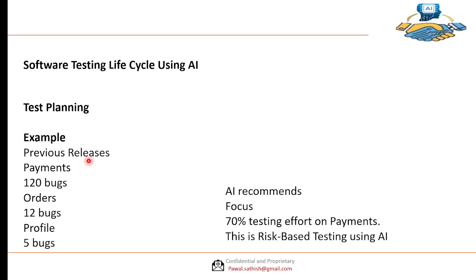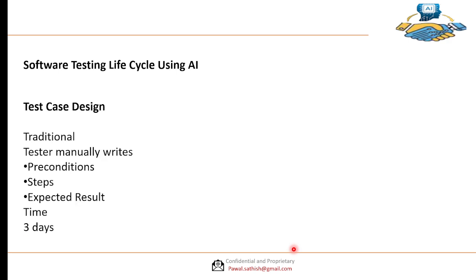Here I have given one example from previous releases. We found for the payment module 120 bugs, orders module 12 bugs, and profile 5 bugs. So instead of executing everything, AI recommends focusing 70% of testing efforts on the payments module. This is risk-based testing suggested by AI. Then next, test case design.